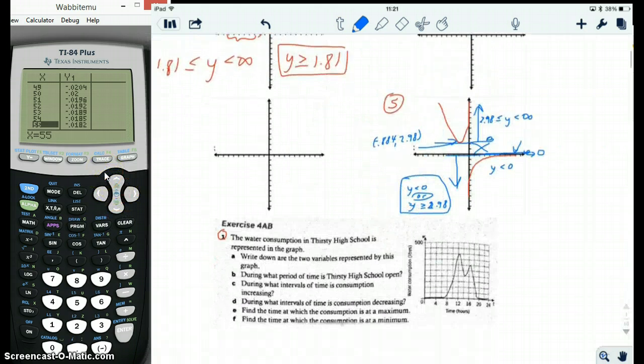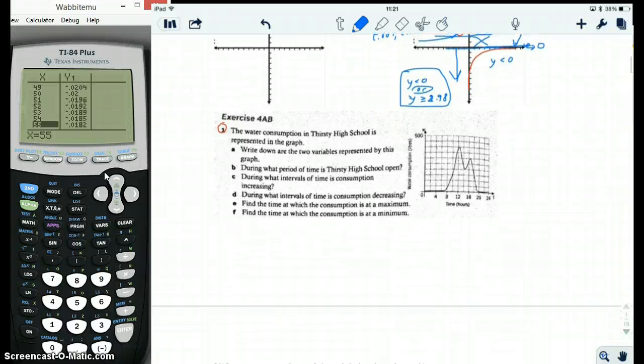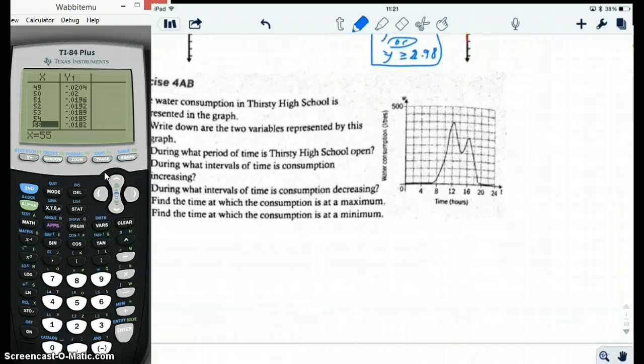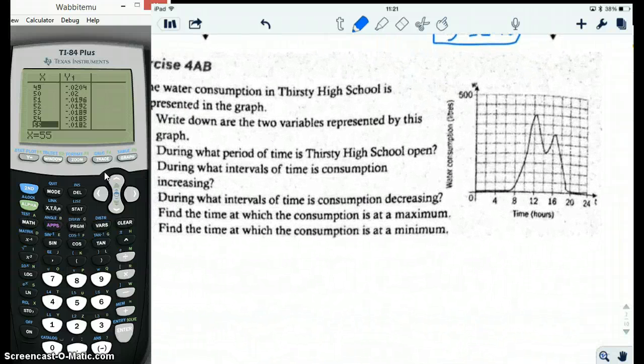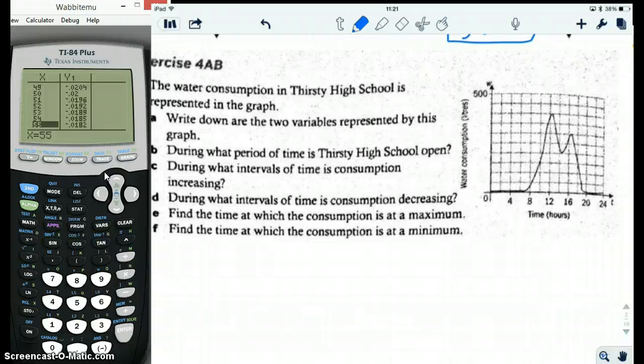Okay, now we're going to do the last problem on this page, which is 4AB number 1. The water consumption in Thirsty High School is represented in this graph. We're going to open this graph up a little bit so we can see better. Write down the two variables represented by this graph. Well, the two variables represented are simply time, hours, and water consumption, liters.